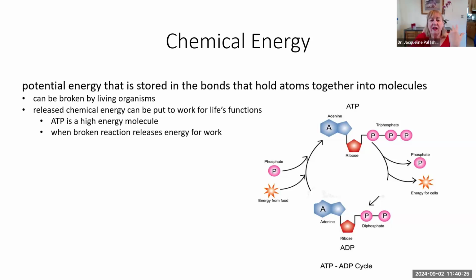Or if you have energy from food later on, you could take the ADP molecule and the inorganic phosphate and reattach them to recreate ATP. And this is what your body's doing. We'll talk more about it later on.